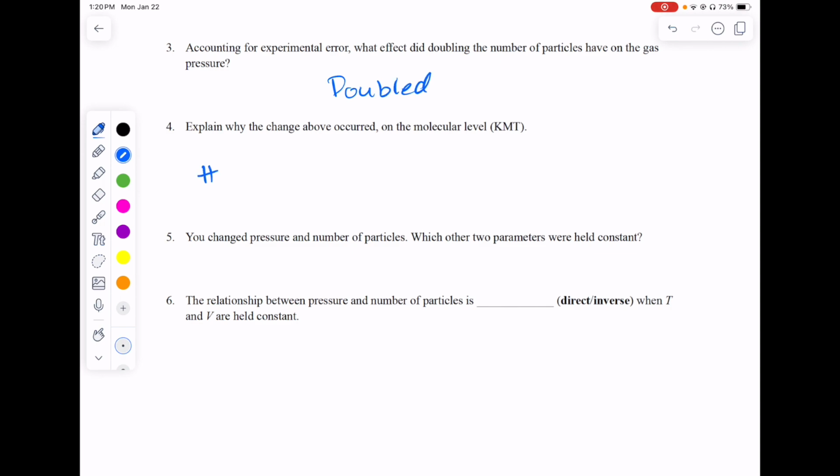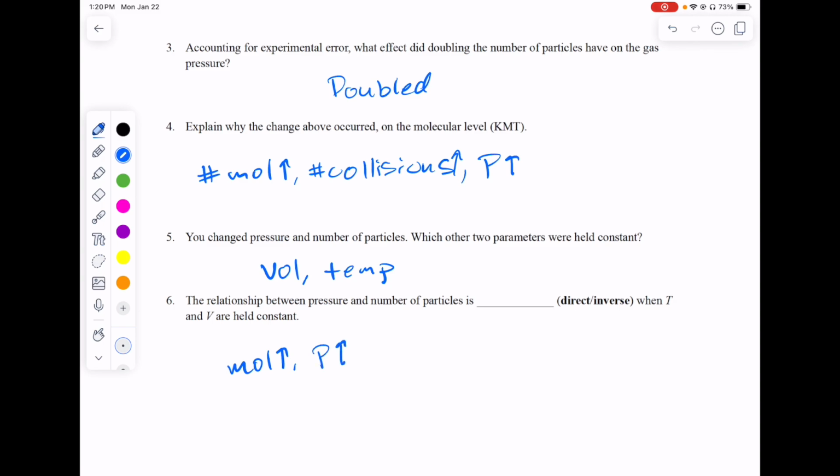This is because we had more gas particles, which caused more collisions, which is more force, so the pressure increased. We changed the number of particles, we changed the pressure, but the volume and the temperature stayed constant. In a relationship, the moles increased and the pressure increased.